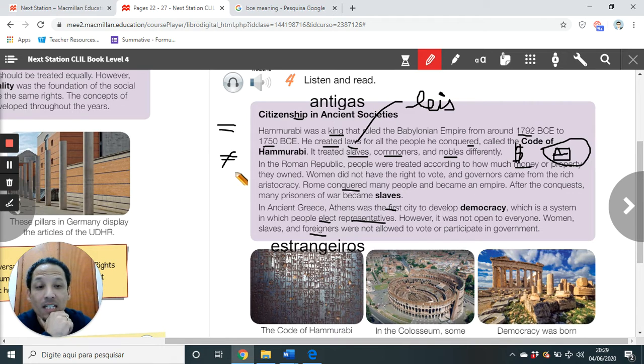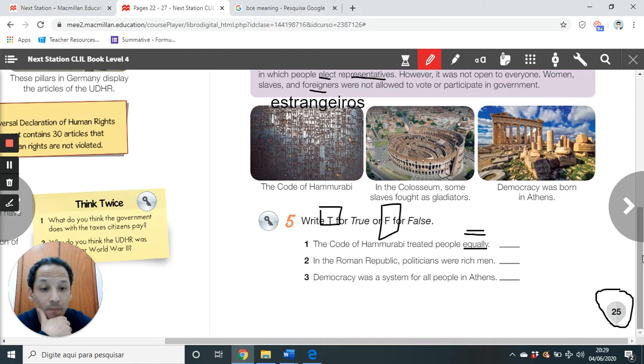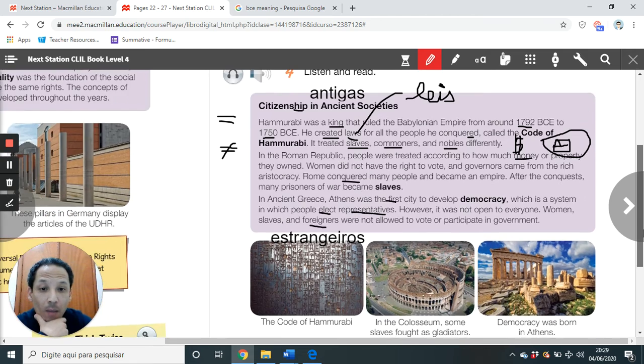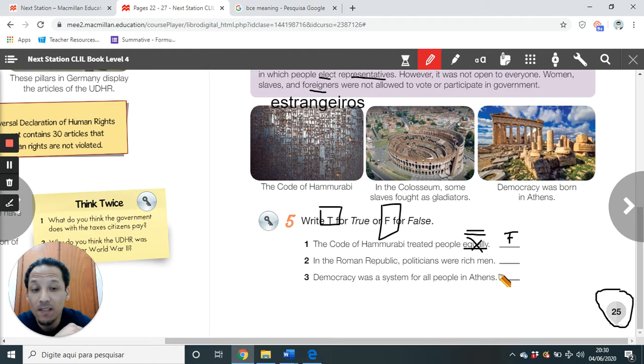Equally, differently. So, the Code of Hammurabi treated people differently, not equally. Okay. Number two, the Roman Republic. Politicians were rich men. Então, os governantes vinham de famílias ricas, famílias aristocráticas. So, eles eram homens ricos. So, that is true.